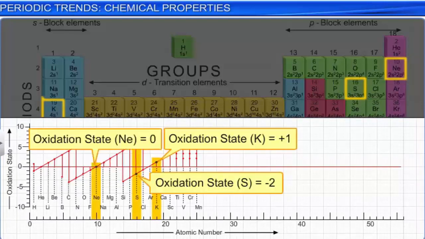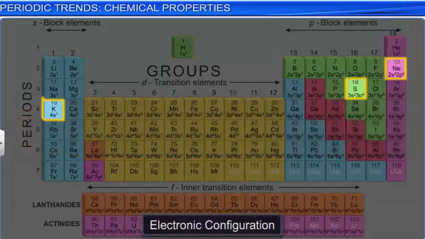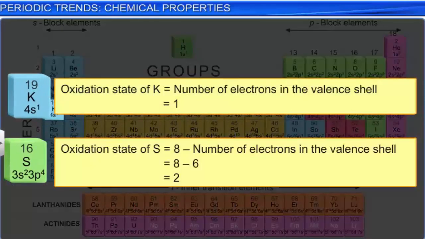How do you calculate the valence or oxidation states of elements? They can be deduced from the outer electronic configurations of elements. For representative elements, it is usually equal to the number of electrons in the outermost shell, or 8 minus the number of outermost electrons, as can be seen from the table.